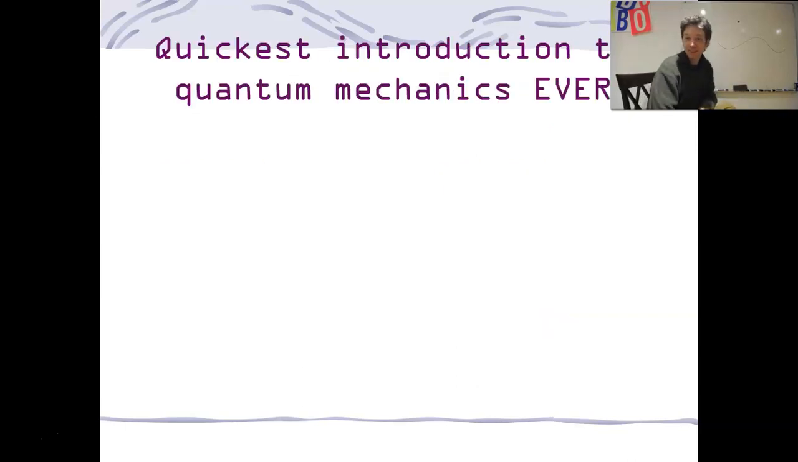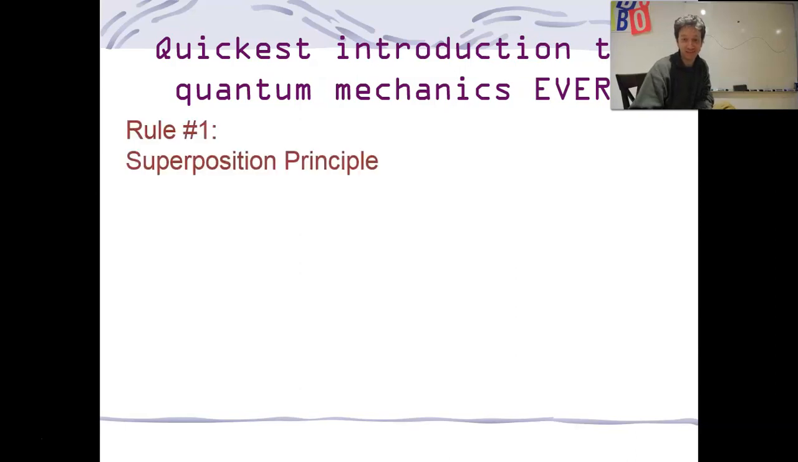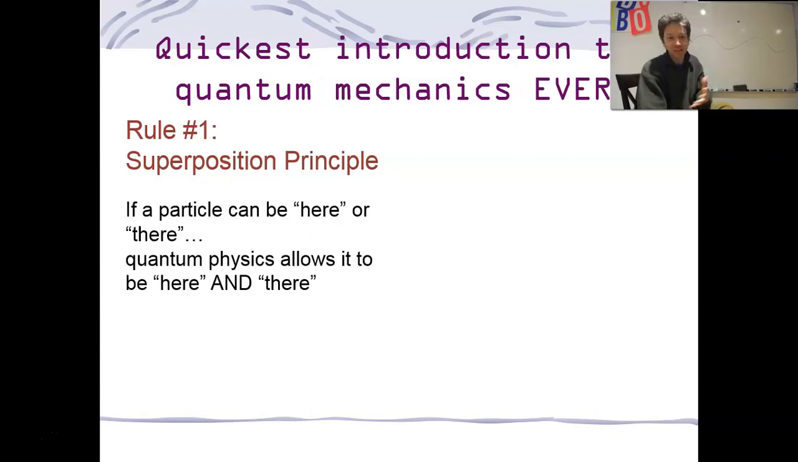So now, let me introduce quantum mechanics a little differently from the history lesson we did with Max Planck and Einstein. Here are the two rules. Well, there's lots of rules for quantum mechanics, but the two overall most important rules of quantum mechanics. One, the superposition principle. What does that mean? Well, it means something can be here or there, right? Just like a particle. A particle can be here or there. But the superposition principle in quantum physics says it's here and there.